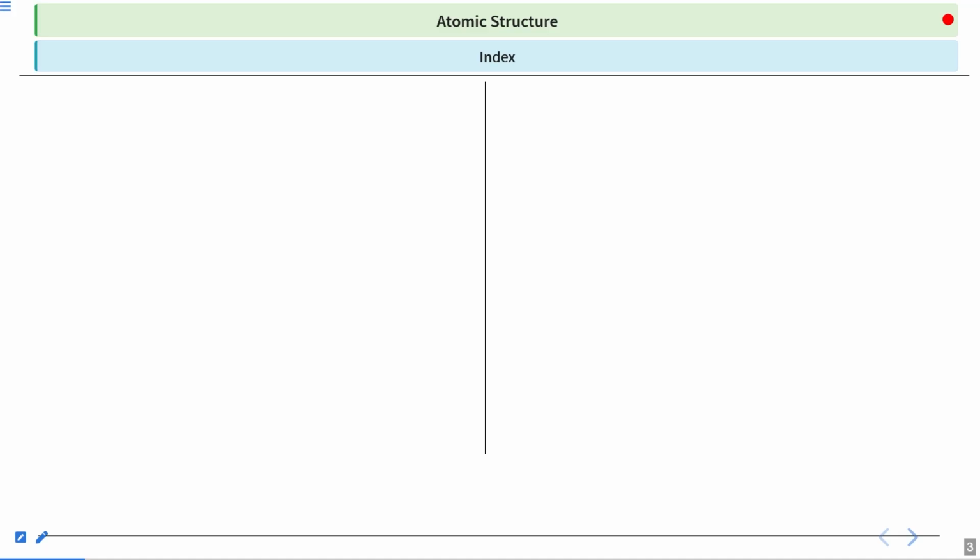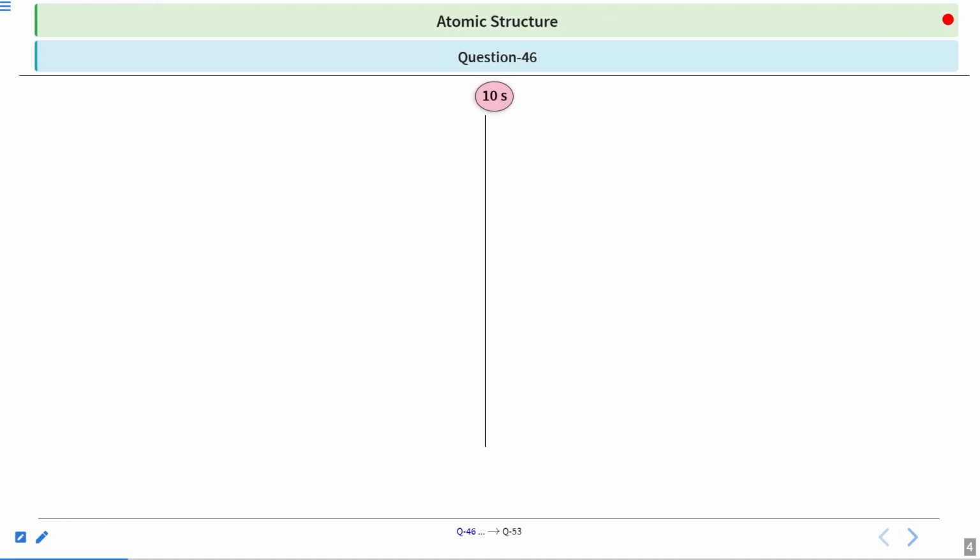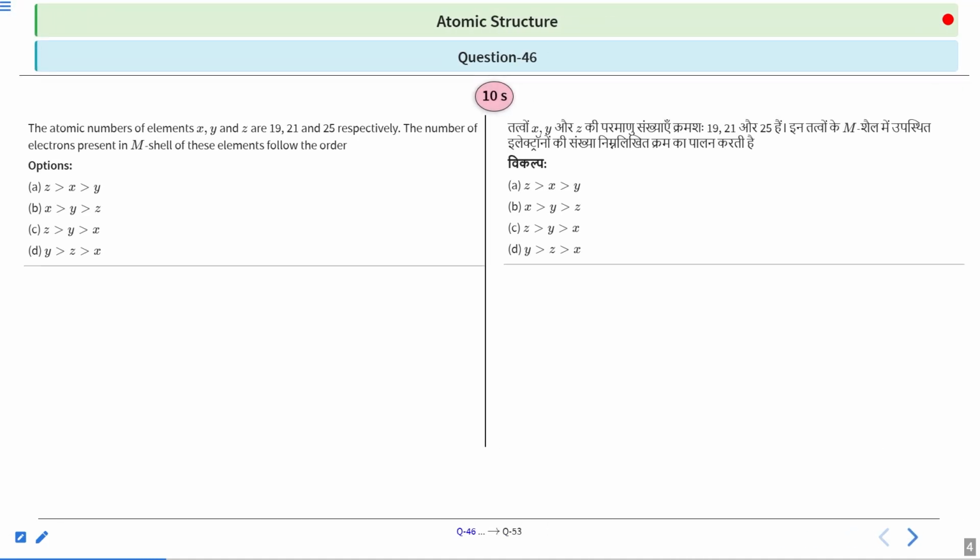So what are we going to do today? We are going to practice questions from 46 to 53. Question number 46 says that the atomic numbers of elements X, Y, and Z are 19, 21, and 25, respectively. The number of electrons present in M shell of these elements follows the order.